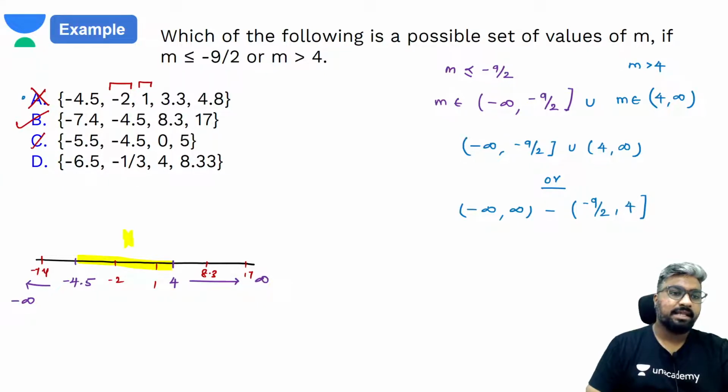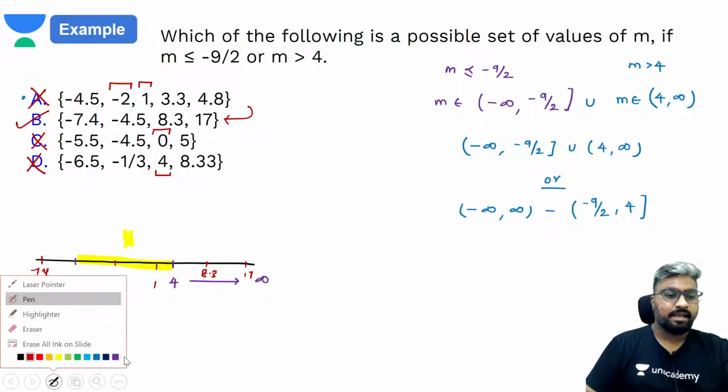Yes, we can eliminate C because of 0. 0 will lie between -4.5 and 4. Eliminate. Same way here, 4 is not included. Yes, m has to be greater than 4, not equal to 4. So what is our answer? Option B. Is this clear, everyone?